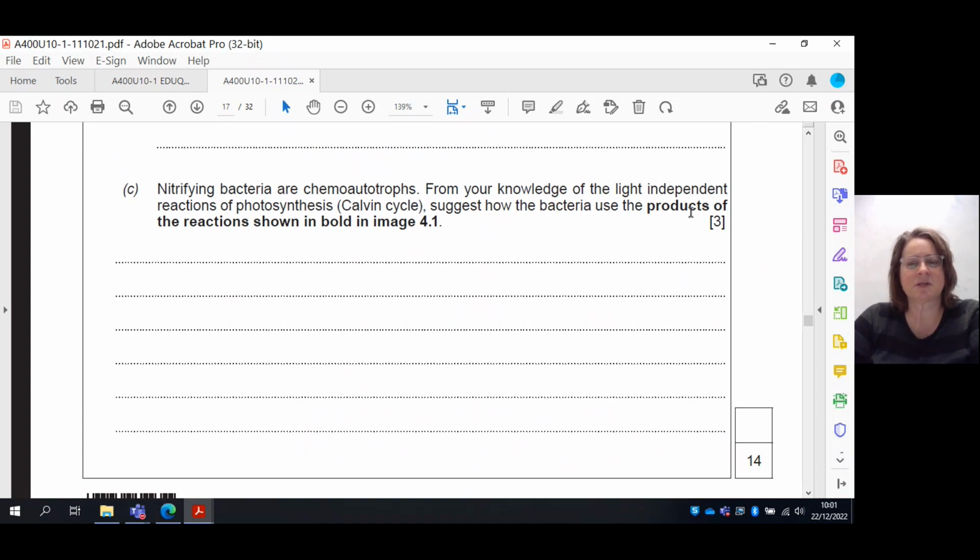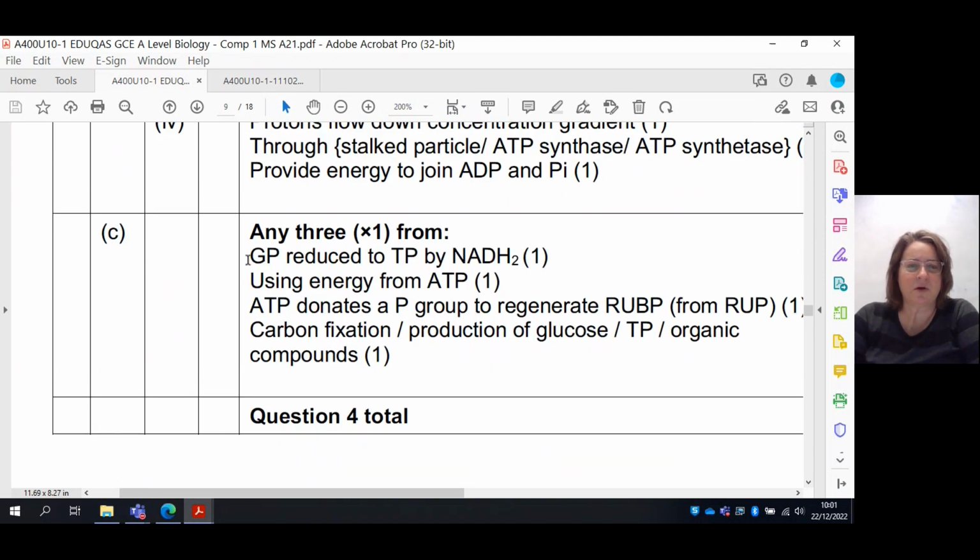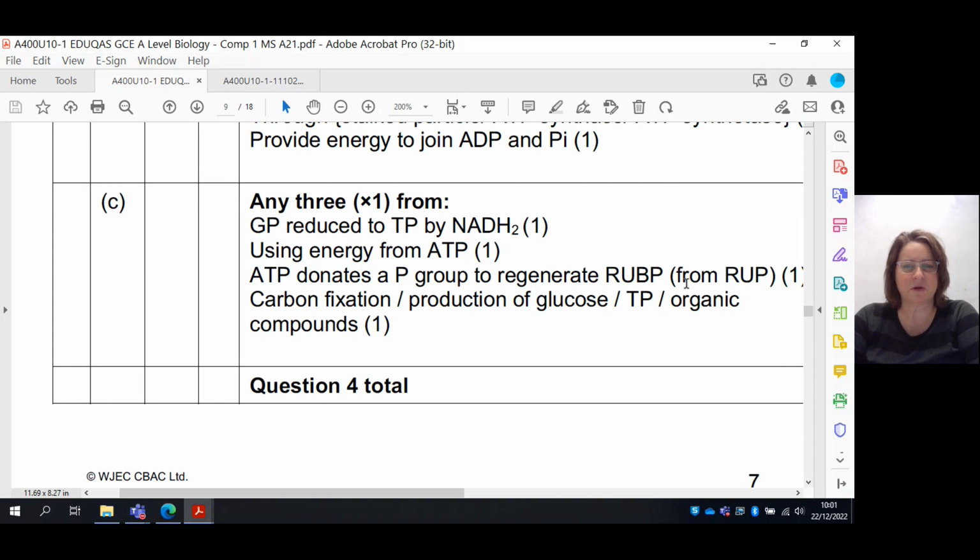Just the idea that those products are energy carriers, they are used in the carbon fixation in the photoautotrophs. So probably a similar process with the chemoautotrophs. Your GP is reduced to your triose phosphate by the NADH2 in plants, using the energy from ATP, and the ATP is used to regenerate your RuBP. The carbon fixation part has to be there as a starting point. Okay, so there's a lot more detail in this one here.